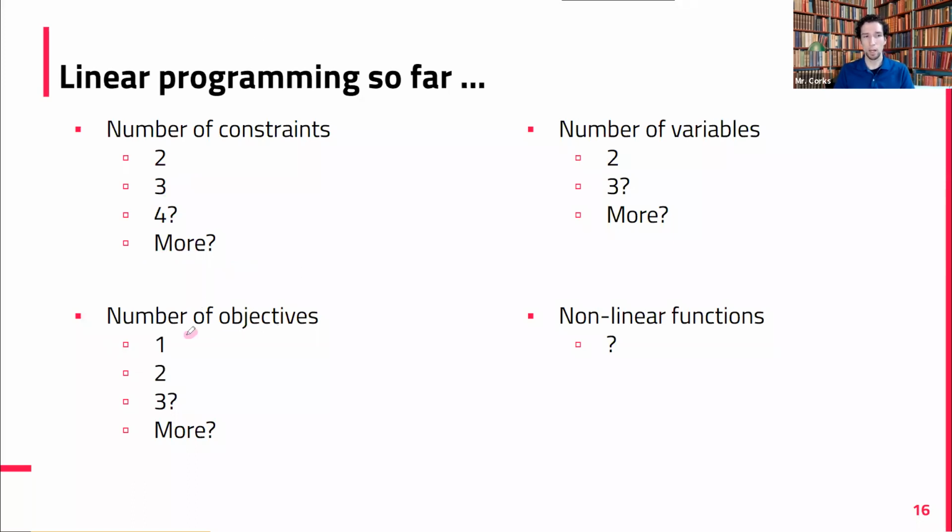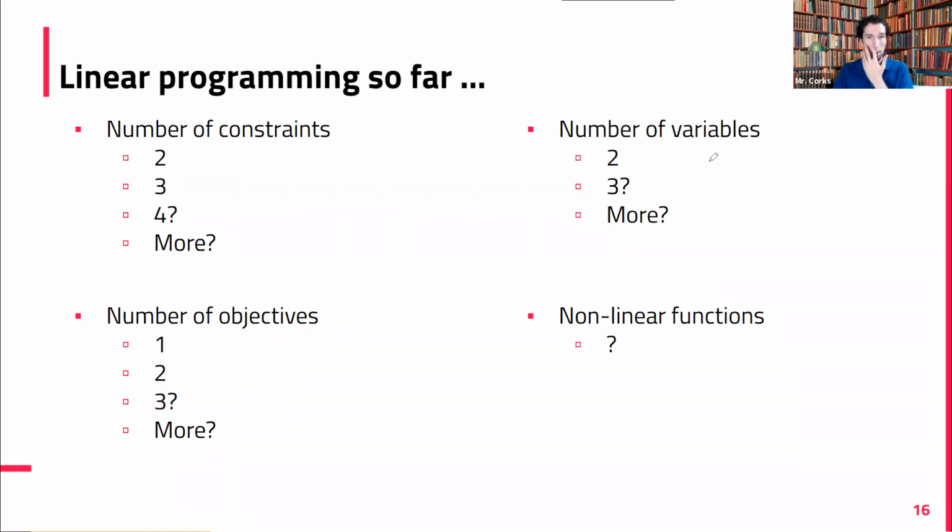If we had lots of objectives, so maximize this, minimize that, etc. 1 objective, we did that. 2 objectives, we did that as well. Still quite possible. 3 objectives, sure, it's just a little more work. It's yet another corner to find, but it's still doable. 4, 5, 6. Again, a little more work, but we don't have to change anything about our method.